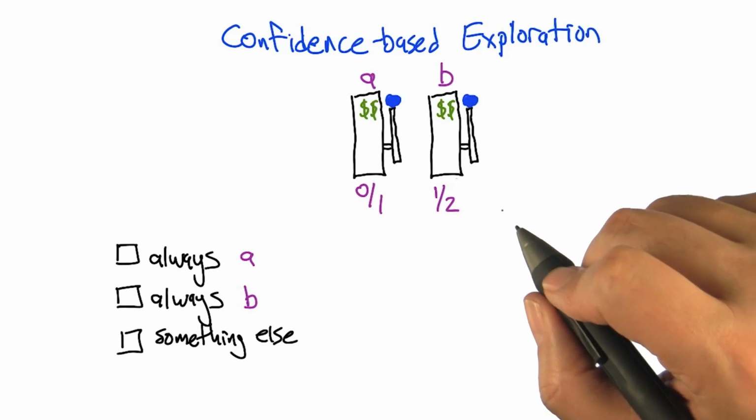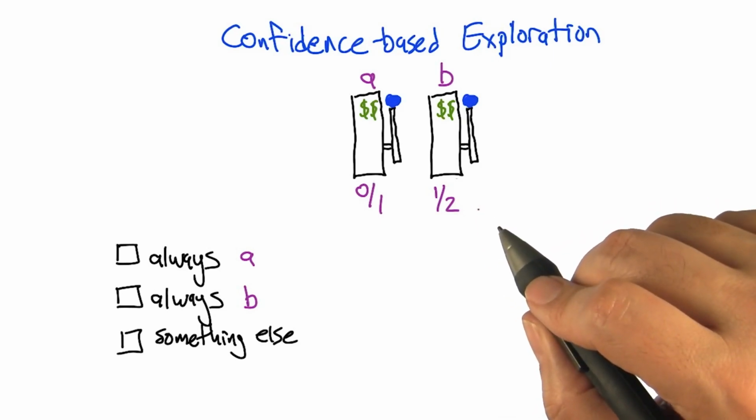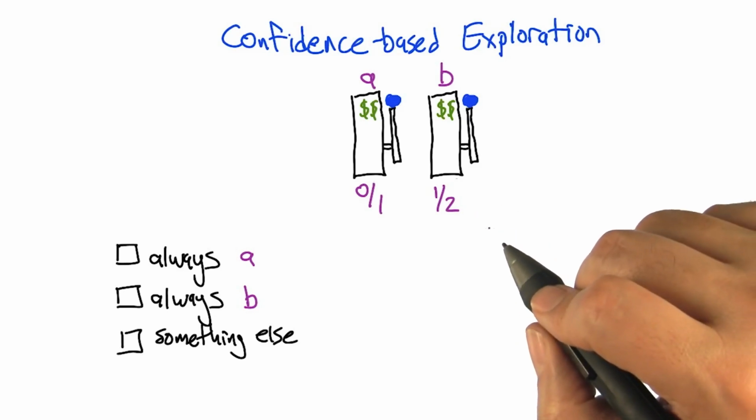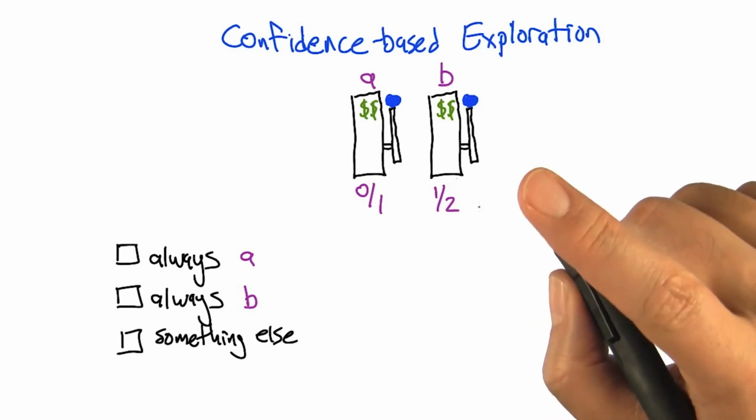So I took your comment to mean, and don't correct me yet, that when you have multiple bandit arms, you want to choose the one that has the highest confidence. That's not what I said, but okay. I said don't correct me yet.